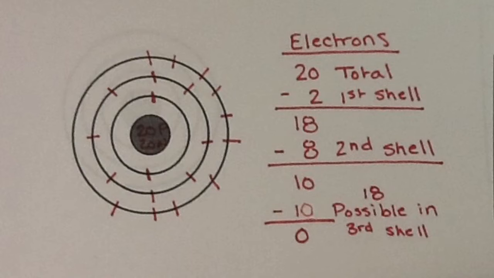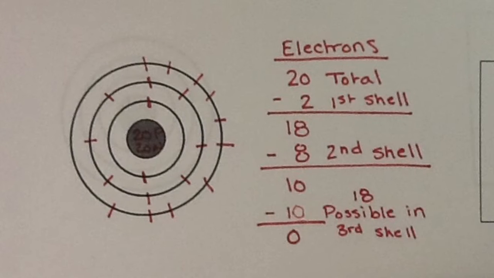As seen in our notes, we can fit up to 18 electrons in the third shell. Because 10 is less than 18, we will place all 10 of our electrons in the third shell, knowing that there would still be room to place electrons if we needed them. Because we have finished placing electrons for this atom, this Bohr model is complete. If we needed to count the number of valence electrons, we would simply count up the electrons in the outermost shell, which would be 10.